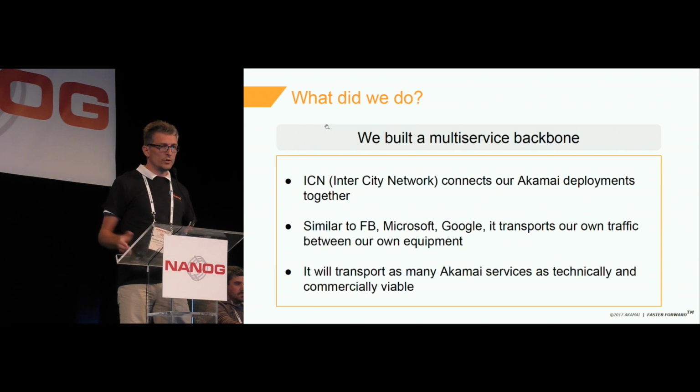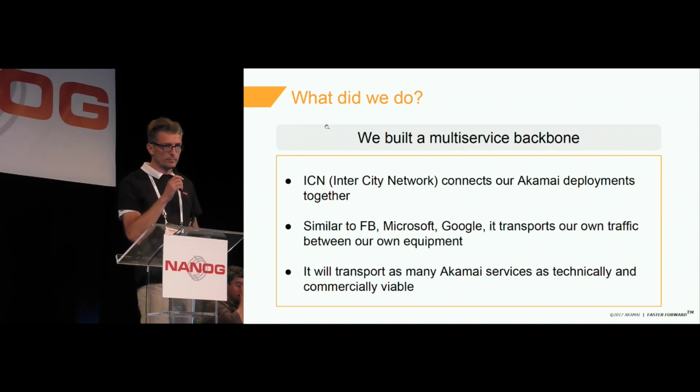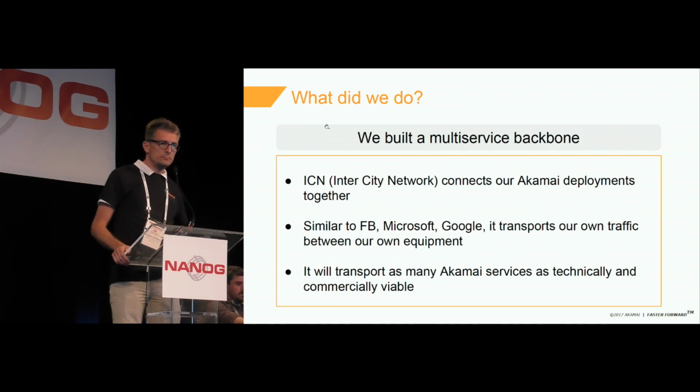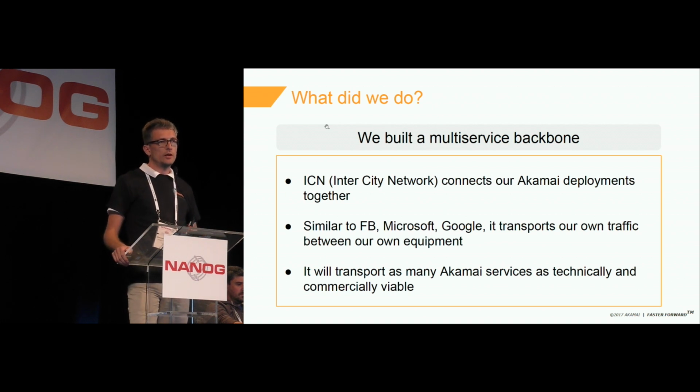So, what did we do? Well, we built a backbone. So the ICN stands for Intercity Network, and it connects Akamai deployments together. So this is for the mid-crest traffic I talked about when they have to talk to each other. Usually these are clusters which are at IXs or in carrier-neutral data centers. This is not the ones you have in your network, so we didn't go to your data center and connect them secretly. Then we started to connect them together with the ICN.